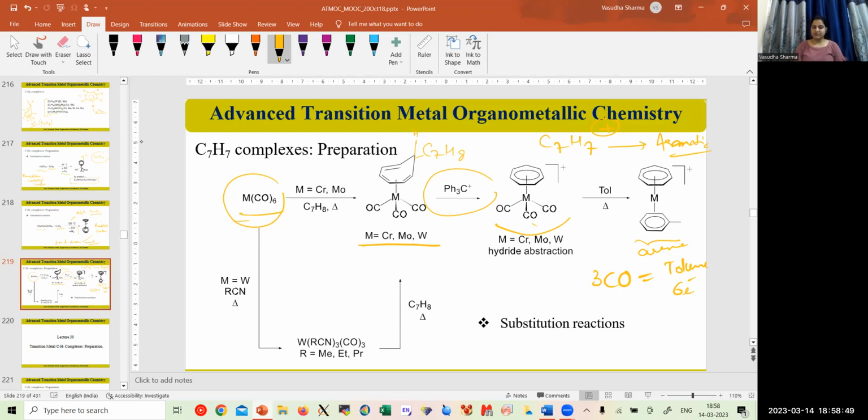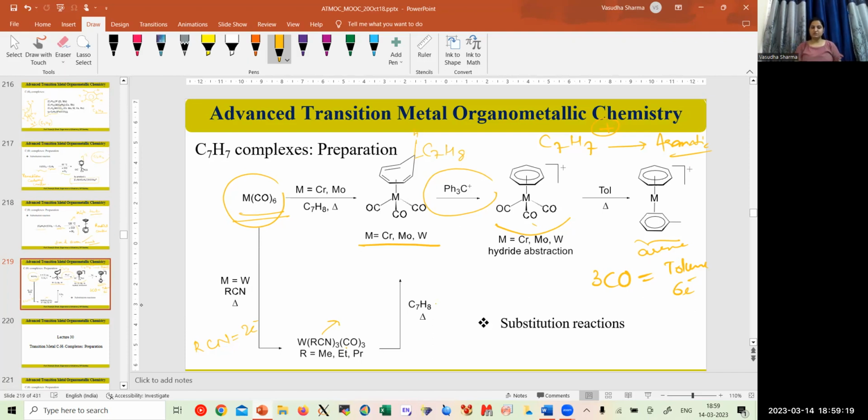Now, if we start with this metal carbonyl and treat it with RCN, RCN is nothing but your nitrile, like acetonitrile, and R could be anything, a methyl, ethyl or propyl group. Since the nitrile is also a 2-electron donor, it will replace your 3 carbonyls, giving RCN thrice and CO thrice. When we heat it with C7H8, the nitrile is a solvent molecule, so it can easily be replaced by C7H8, which is the arene. So these are the kind of substitution reactions that we are talking about.